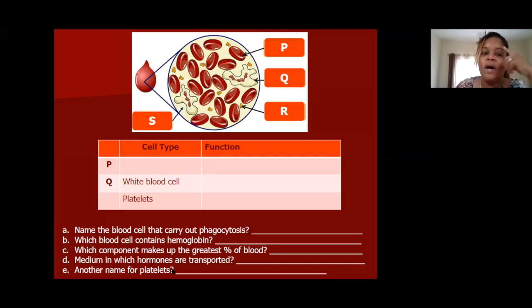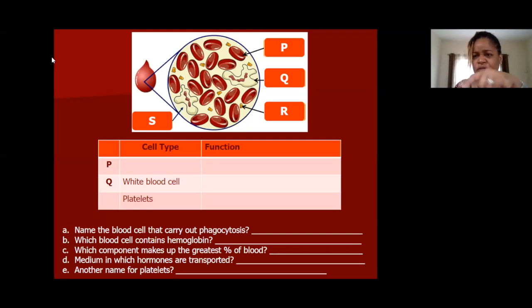So what cell type is P? We're going to look to see what cell type P is so that we can fill in this section of our table. P is representative of our red blood cells, or our erythrocytes. And what is the main function of P? The main function of P is basically to attach and transport oxygen to all the cells of the body. Very good.